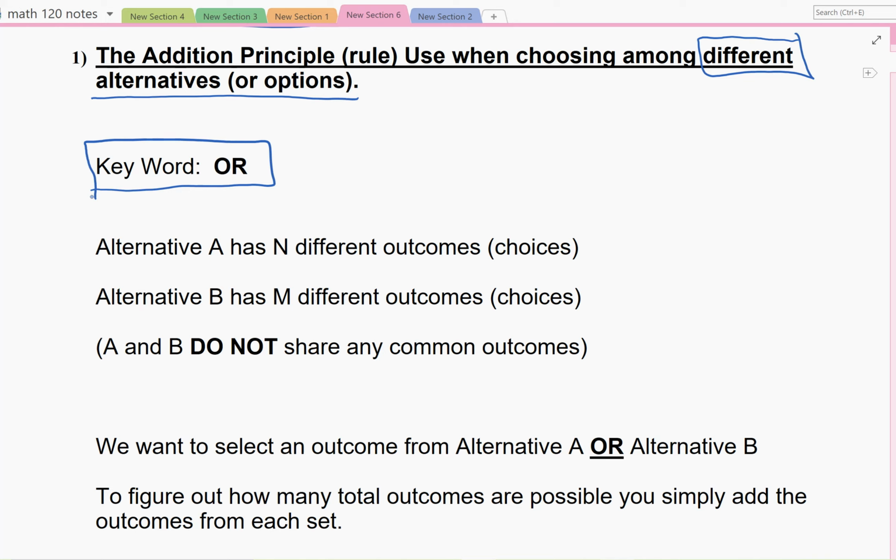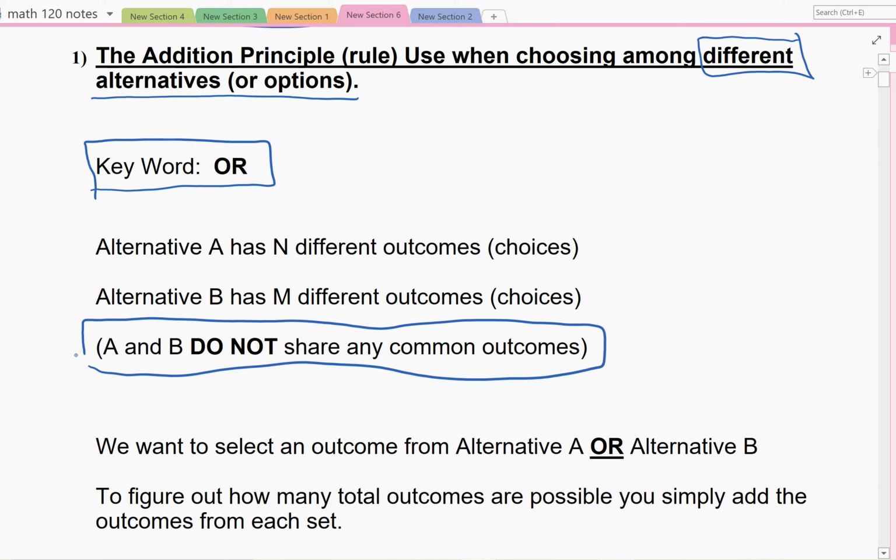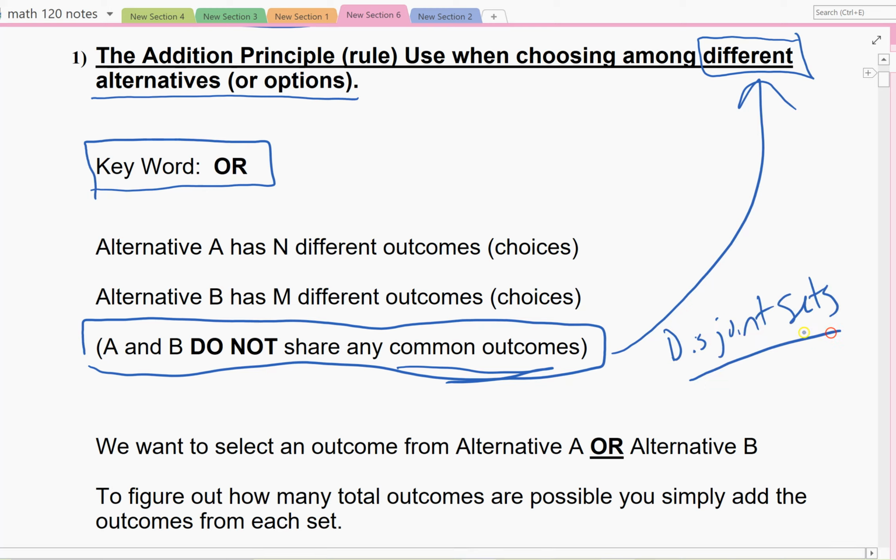Suppose the first alternative, A, group A, has n outcomes, n choices. Suppose the other alternative, B, so this would be the different group, has m outcomes, m choices. What's important about this rule is, unlike the union rule where we can have overlap or not overlap, this rule only works if they're different alternatives. That different implies they're disjoint sets. So this addition principle works if and only if A and B are different. They do not share any common outcomes.